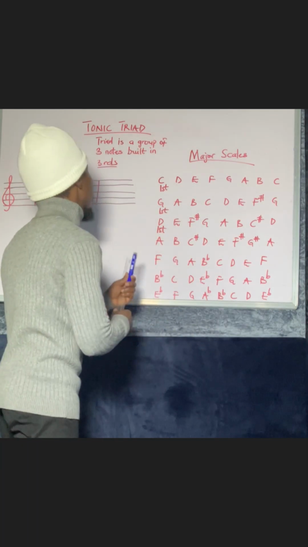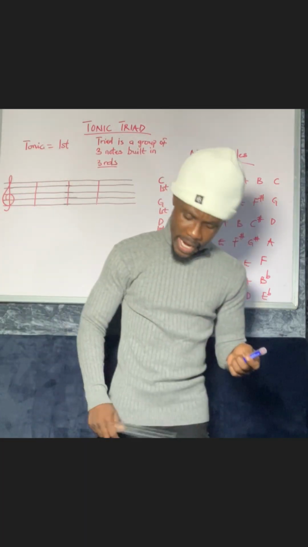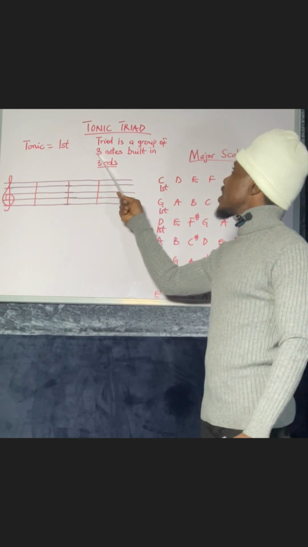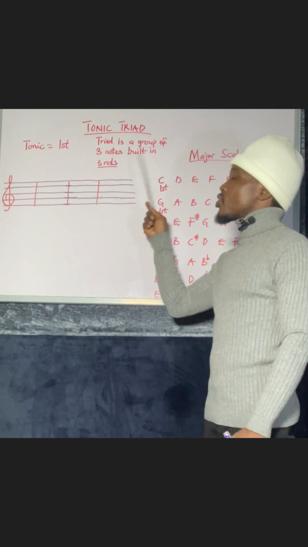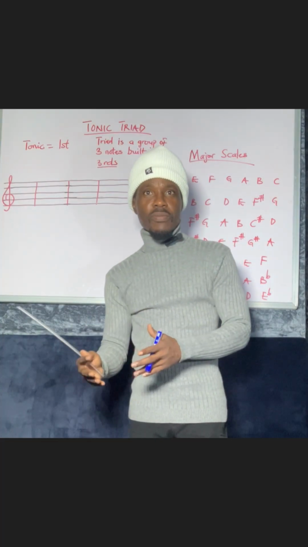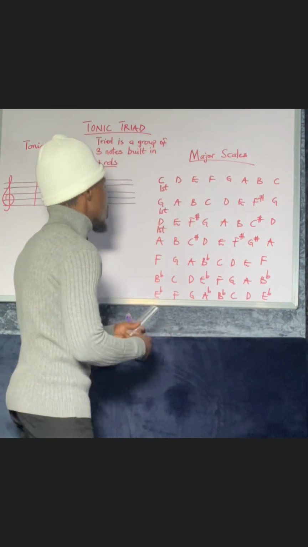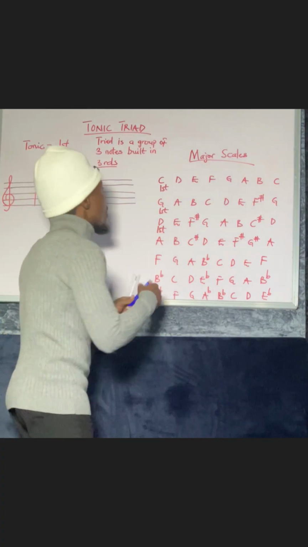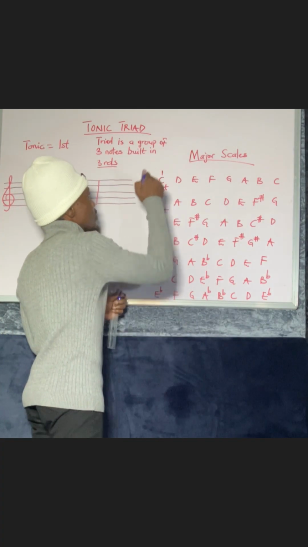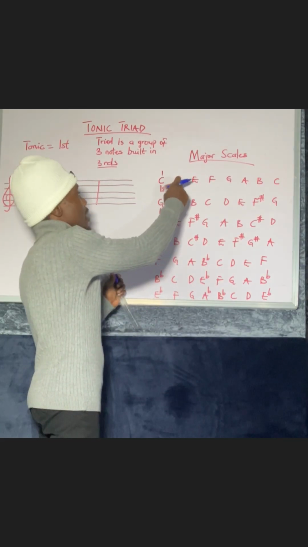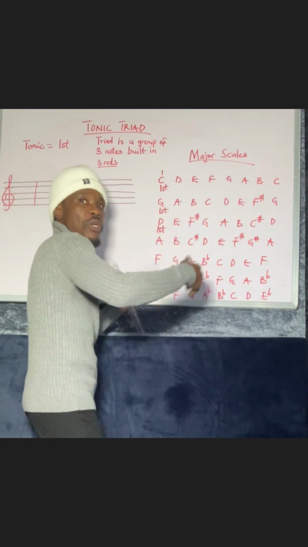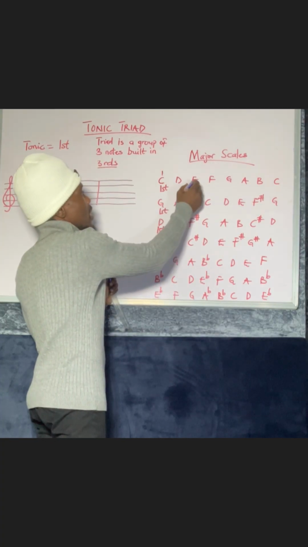Now let's look at the other guys. Triad. What is triad? Triad is actually a group of three notes built in thirds. A collection of three notes built in thirds. When we say notes are built in thirds, it means if I want to build the triad of C, I pick C, I skip the next note, then I go to E, because E is the third of C. So built in thirds, we have C, E.